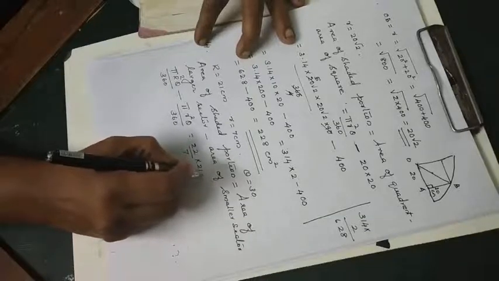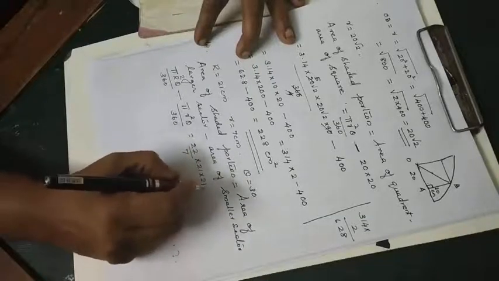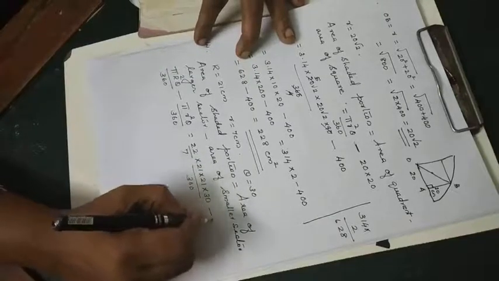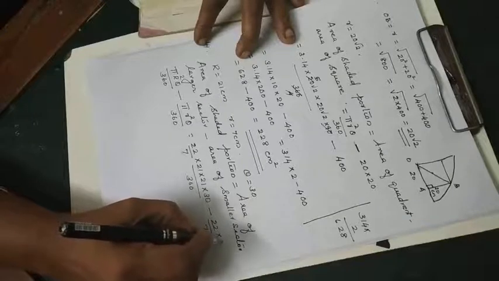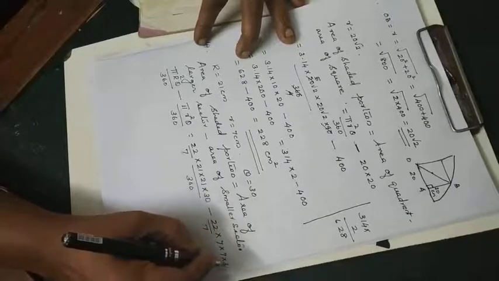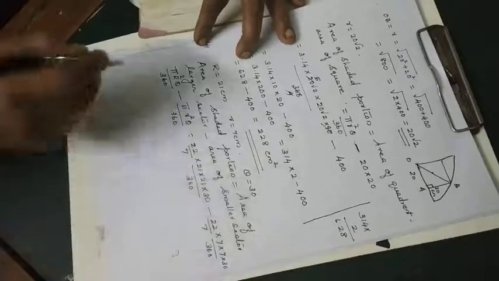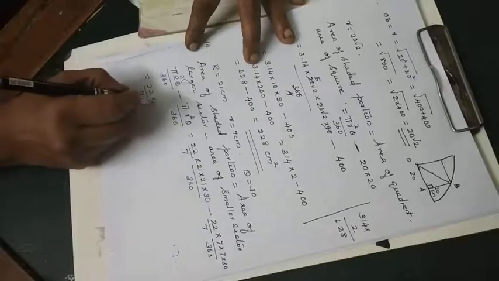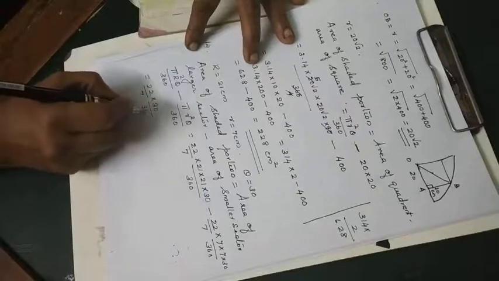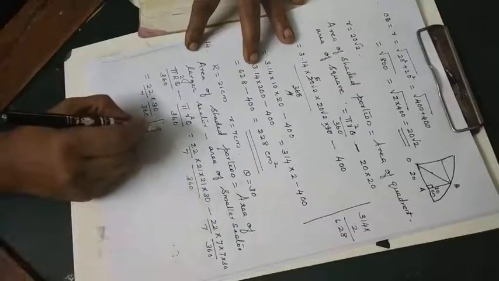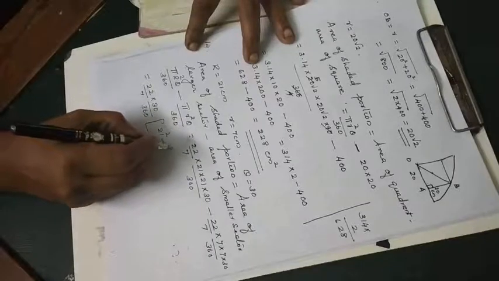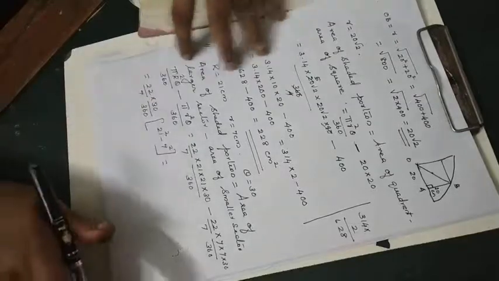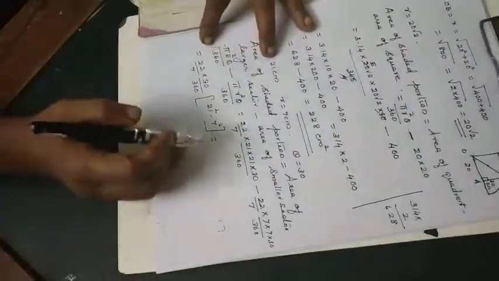21 into 21 into 30 by 360 minus 22 by 7 into 7 into 7 into 30 by 360. So whatever is common you can take outside, 22 by 7 is common there, then 30 by 360 also common there. What will remain? 21 square minus 7 square. There we can do a square minus b square form. It will be easy for the cutting.